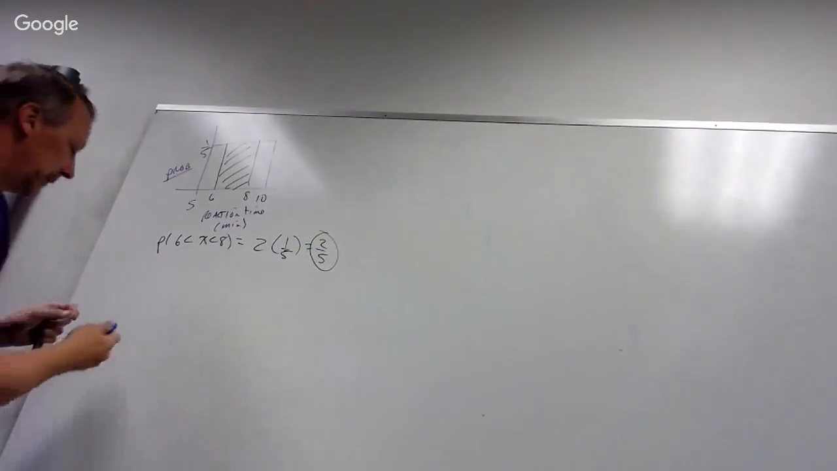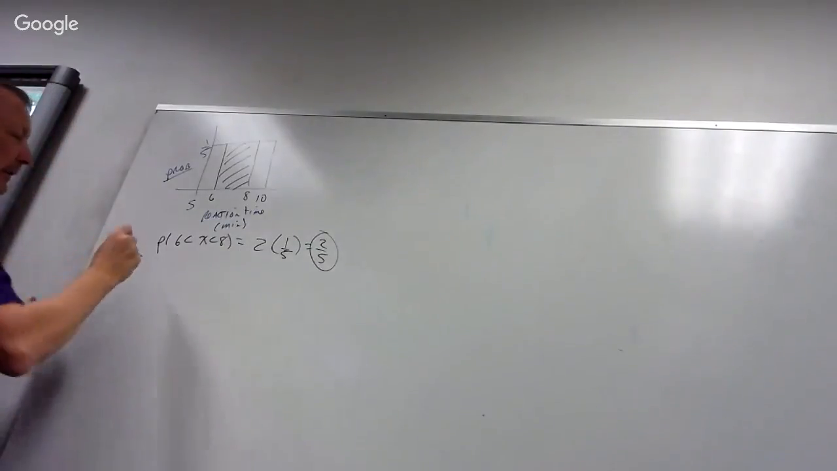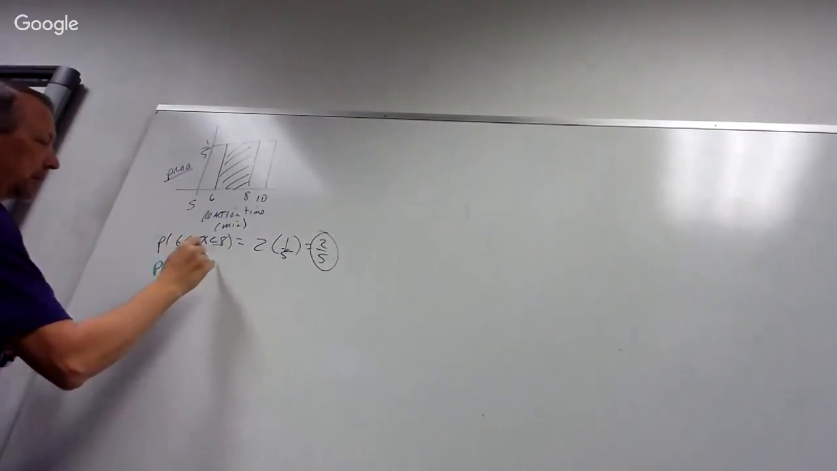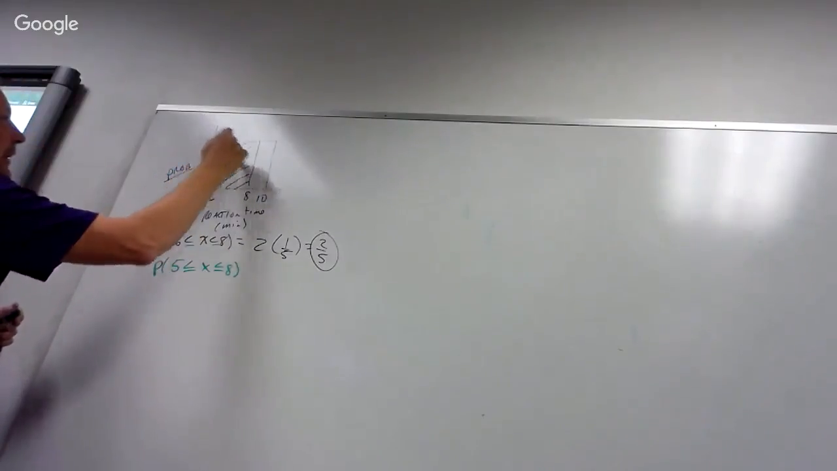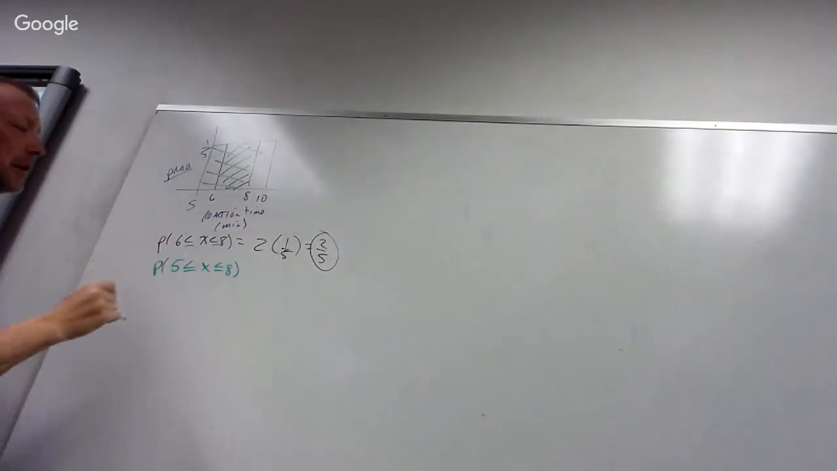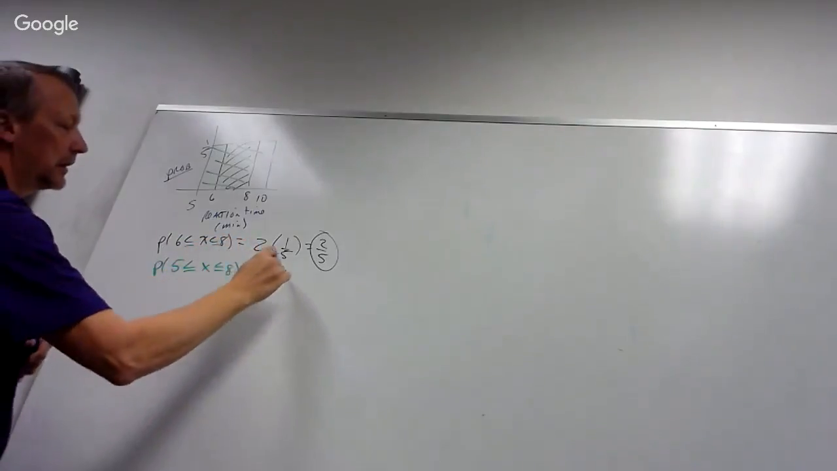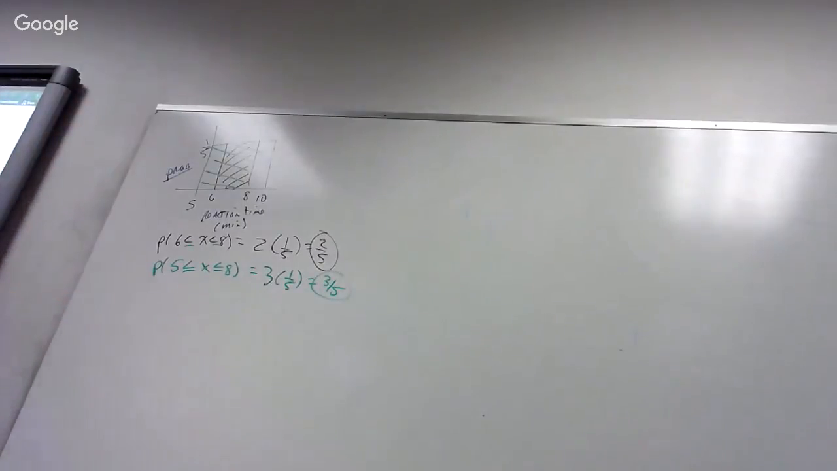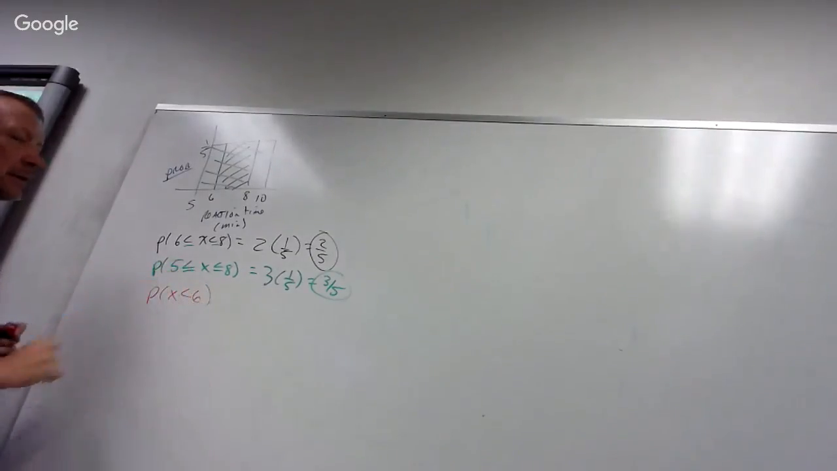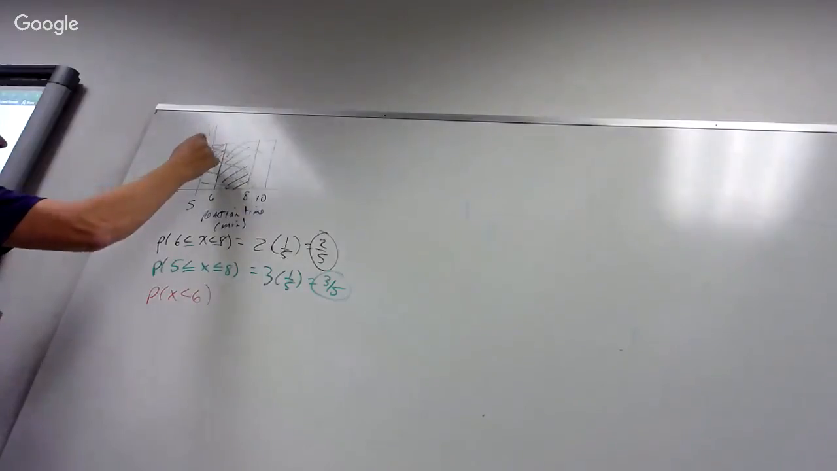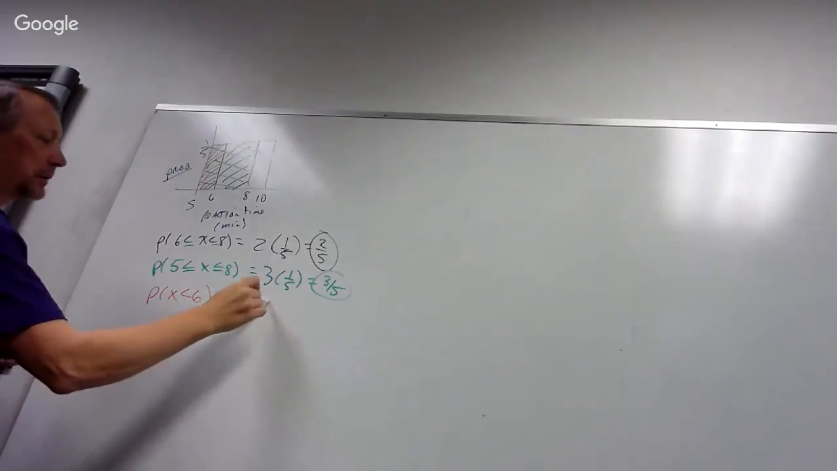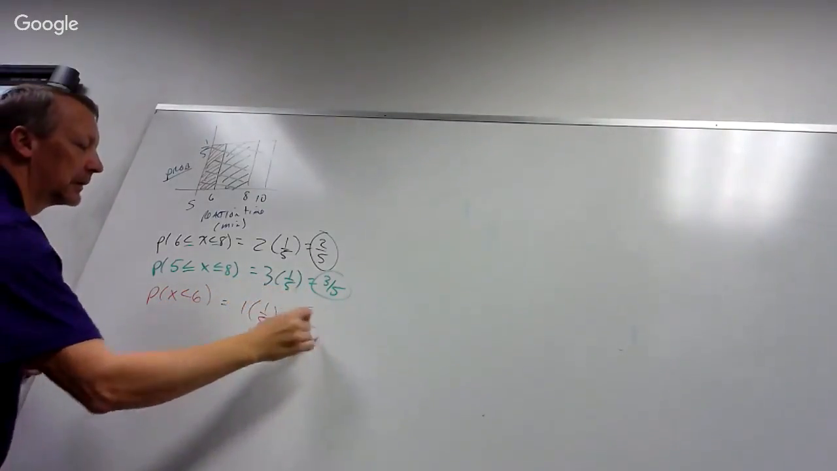Next one says 5 to 8 minutes, right? Pick another color here. 5 to 8 minutes is going to be this green area here. Okay, so that's going to be 3/5. 3 times 1/5 equals 3/5. And then finally, what's the probability that X is less than 6 minutes, right? That's going to be the red area here. And that's going to be 1 times 1/5, which is 1/5. Okay?